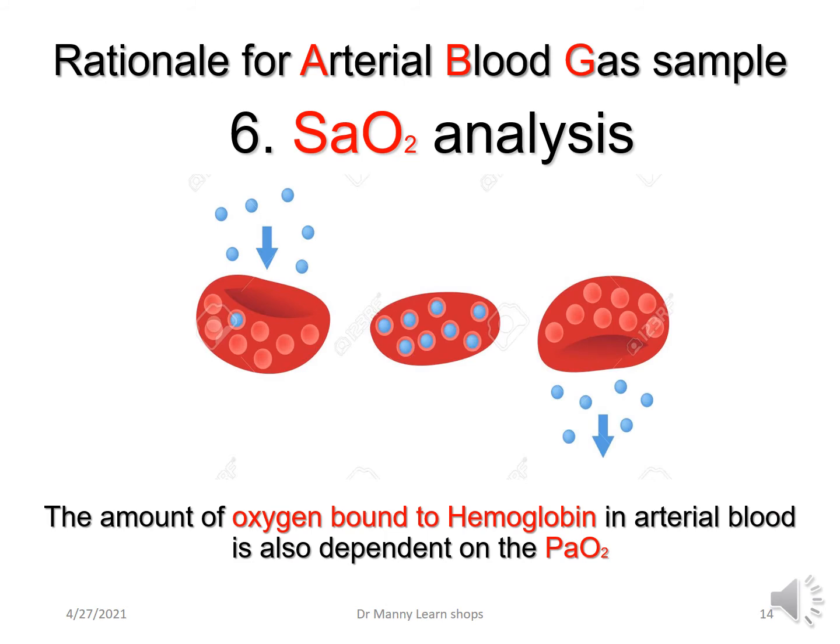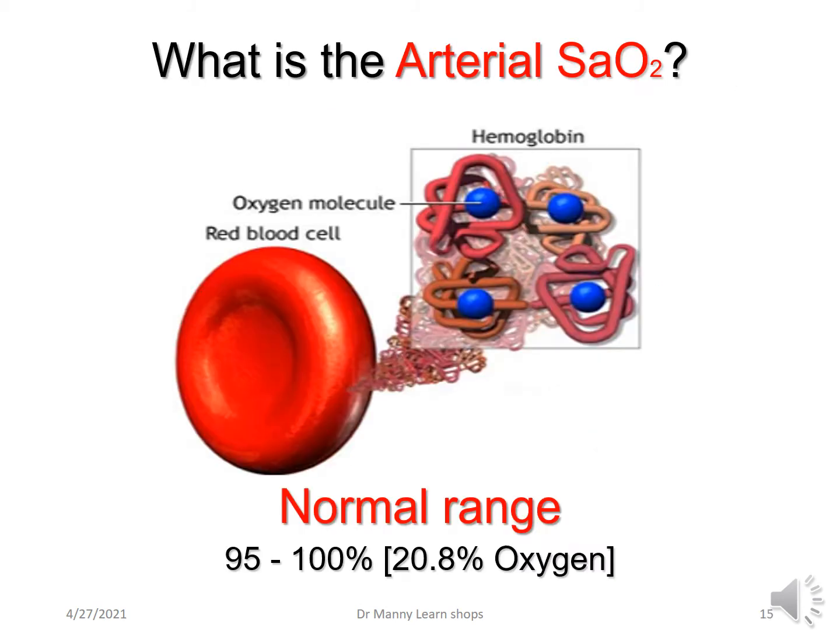Then we have the SaO₂, which we won't review in depth until we do some case studies later on. The SaO₂, as we mentioned previously, is the amount of oxygen bound to hemoglobin in arterial blood, and it's dependent on the PaO₂. Typically, it's about 95 to 100% on room air at sea level, 1 atmospheric pressure, 760 millimeters of mercury. Oxygen in air is about 20.8 to about 21%. That's the normal range.